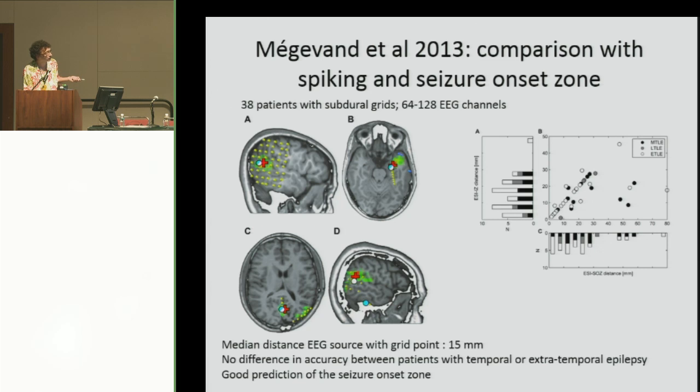And somewhat surprisingly, but very important, very nice to know, they didn't observe any difference in accuracy between temporal lobe or extratemporal epilepsy. We always wonder if temporal lobe epilepsies are not more complicated because they have this deep activity, but they didn't find a difference. And also, they found a good prediction of the seizure onset zone based only on activity outside of seizures. So this is very good news clinically.